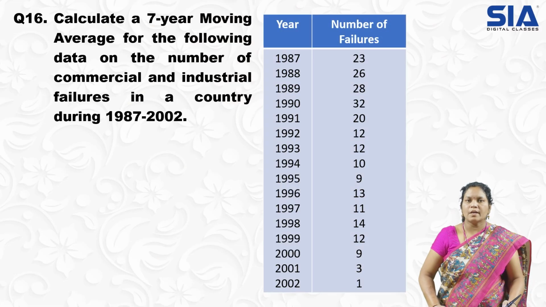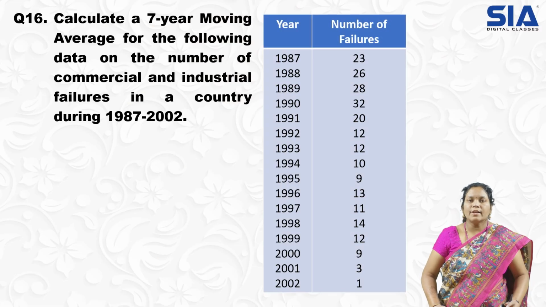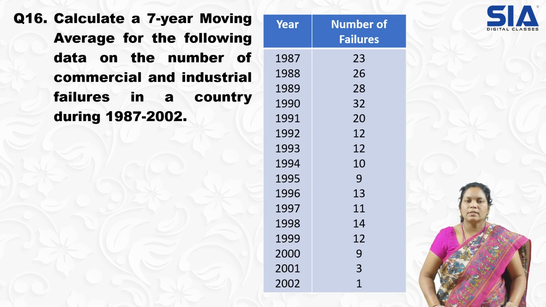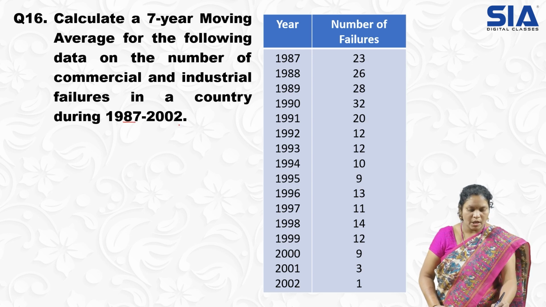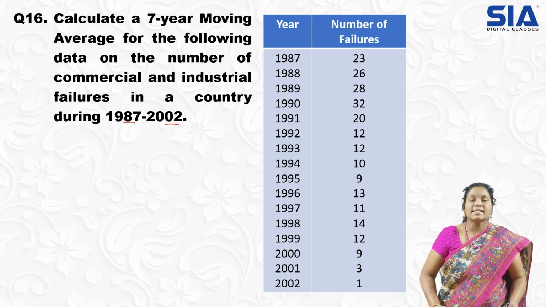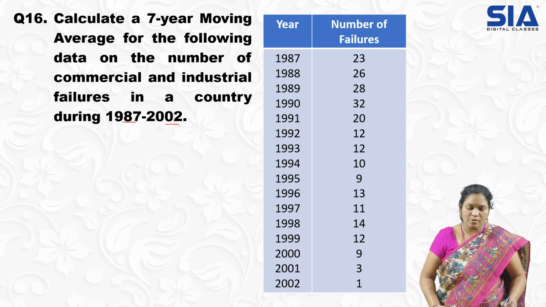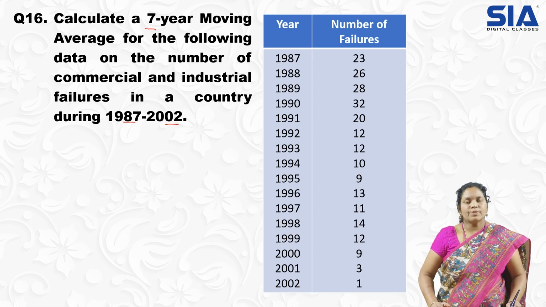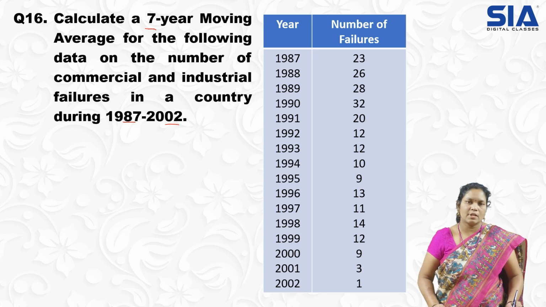So here we have a question. Calculate a 7-year moving average for the following data on the number of commercial and industrial failures in a country during 1987 to 2002. They have given some data from the years 1987 to 2002, and we have to do 7-year moving averages. Here they mention 7-year, it's an odd number, right? So 7-year moving average, odd data. For that, how to deal with this moving averages, let us check it out.